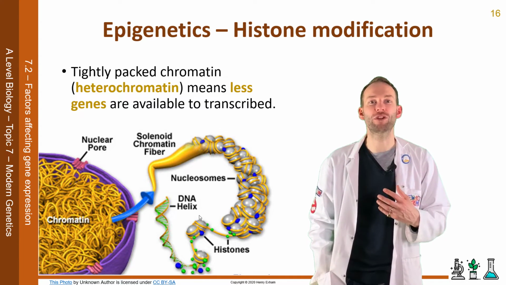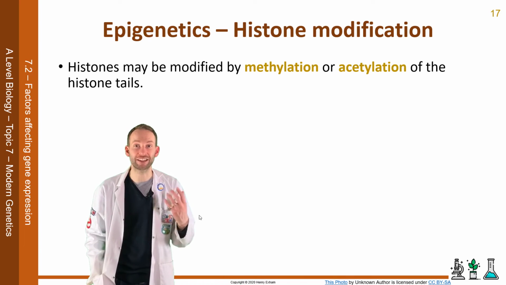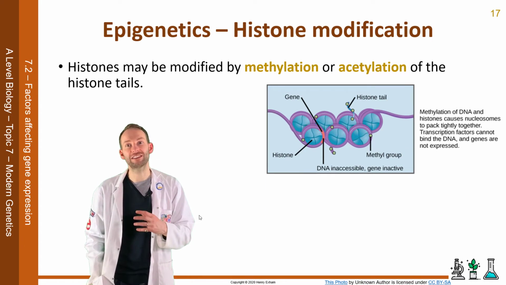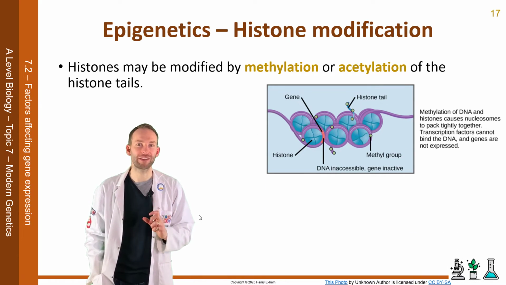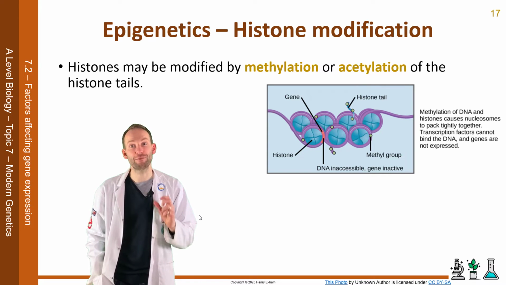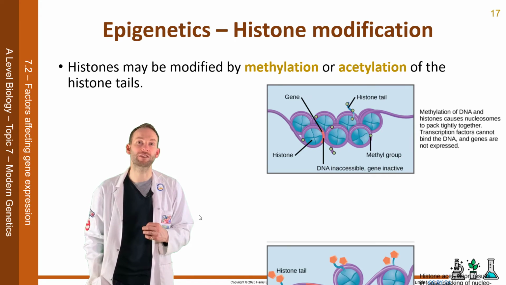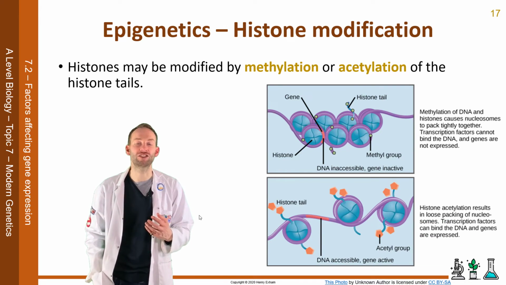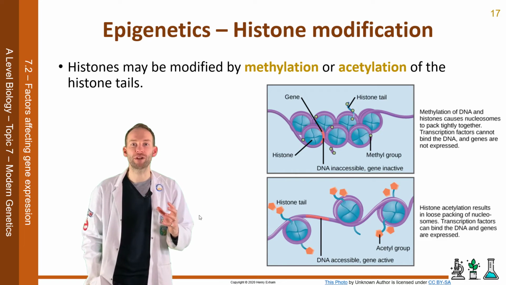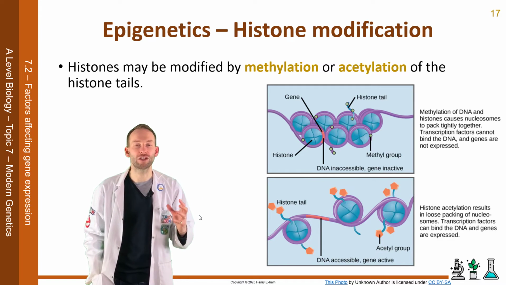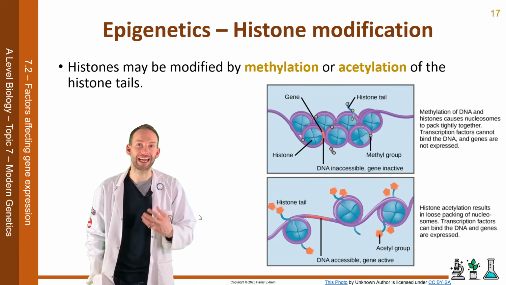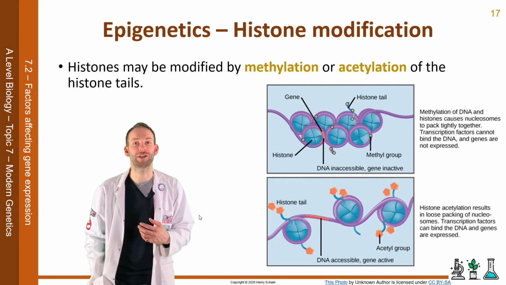Now histones may be modified by methylation, again adding a methyl group, or acetylation, okay, of specific areas called the histone tails. Now methylation causes nucleosomes to pack more tightly together, and this means genes are not going to be expressed as much, and acetylation does the opposite. It opens up the packaging of the nucleosomes, and transcription factors can then bind in there, and we're going to get more gene expression occurring.